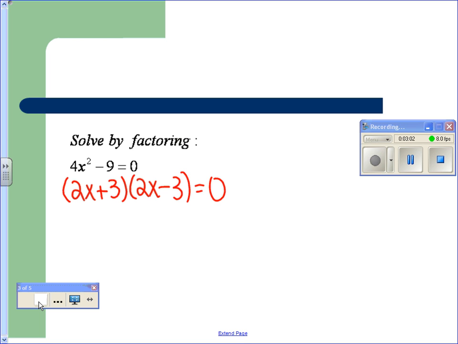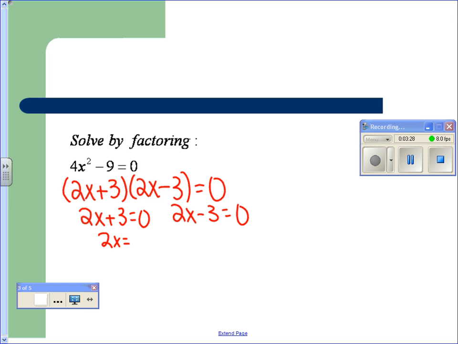What is the square root of 4x squared? 2x. What is the square root of 9? And then the signs are different. That's all you do to factor. So 2x plus 3 equals 0. And what else? 2x minus 3 equals 0.